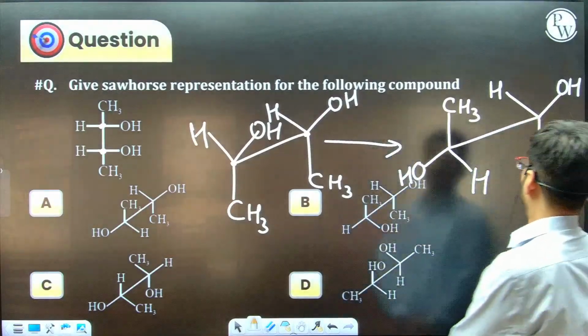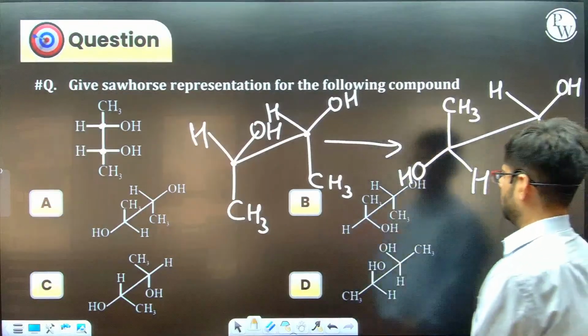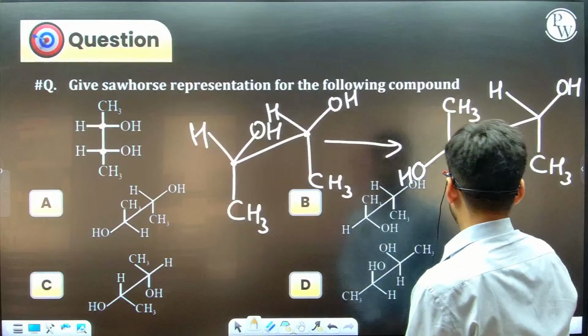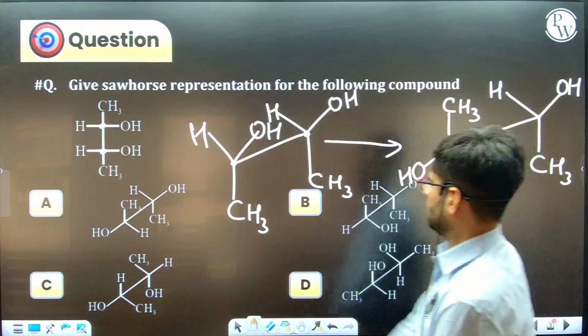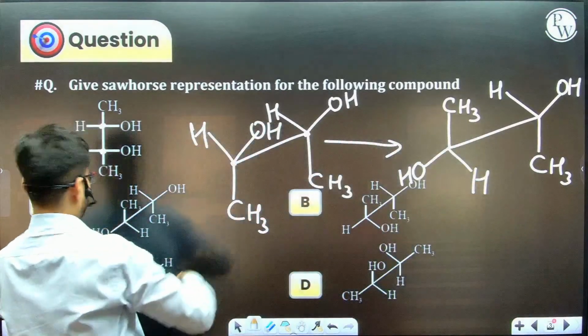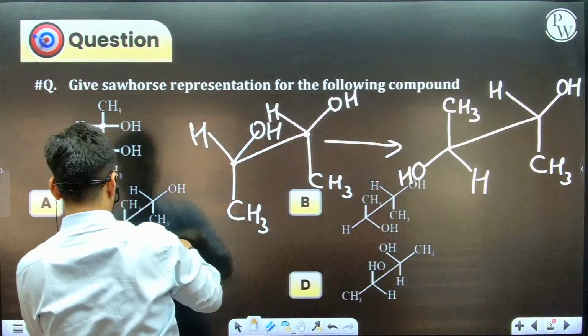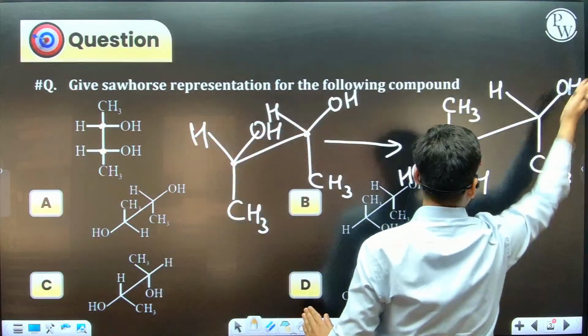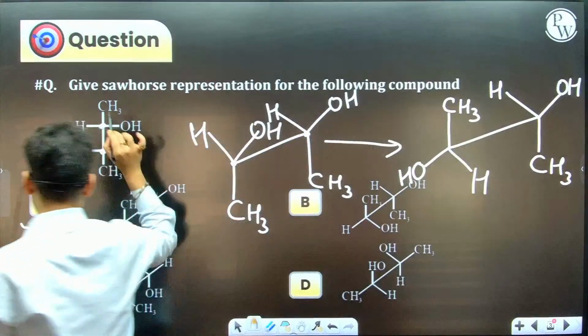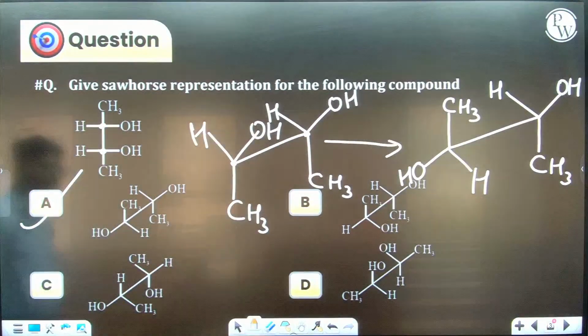Let's check the options. This one, right? First one. OH here, H here, CH3 upwards, and then H on this left hand side, OH on right hand side, CH3 downwards. Yes. So A is the correct answer.